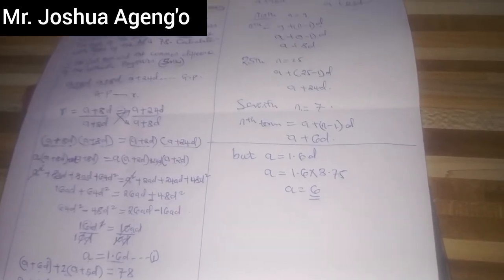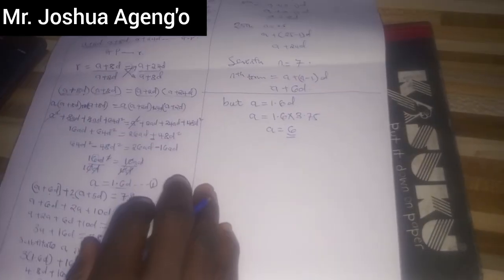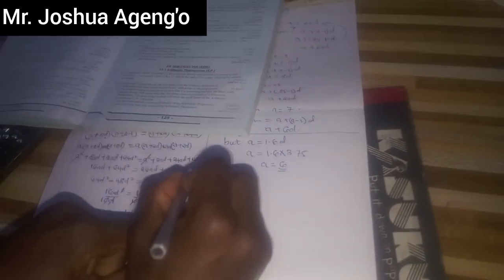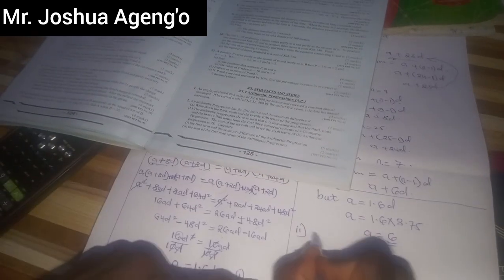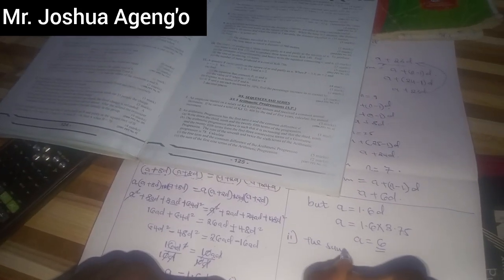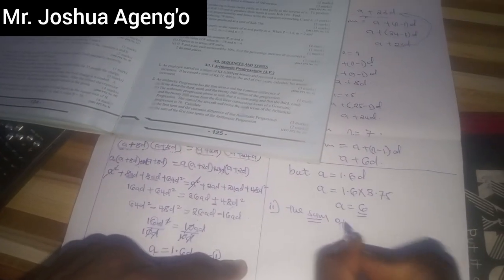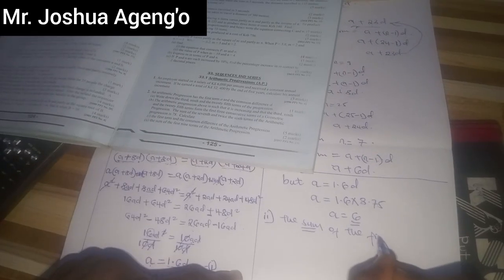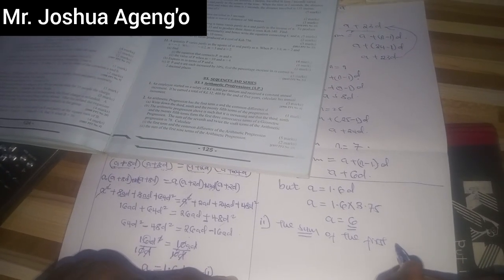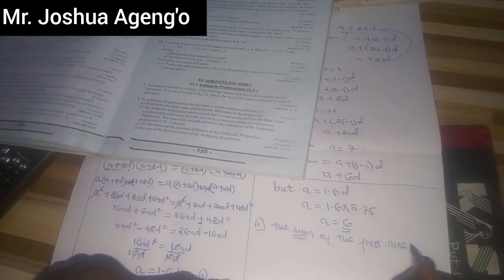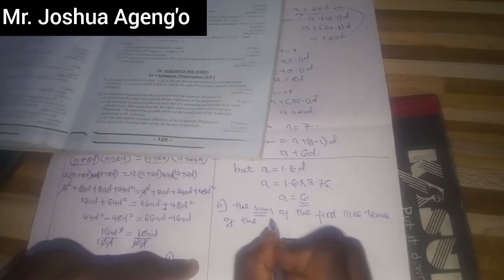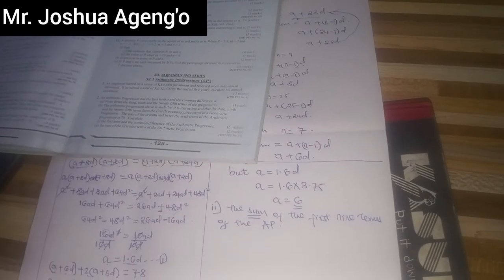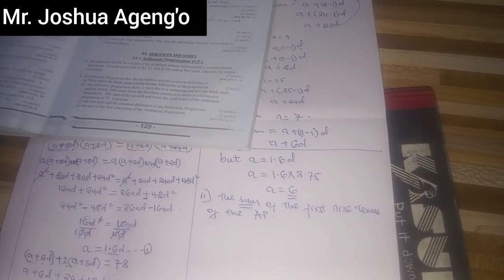So that is how that part is being done. We have one last part. Let me just write it. The last part says, Roman 2, calculate the sum of the first 9 terms of the AP. Very, very simple. Sum of the first 9 terms of the AP.